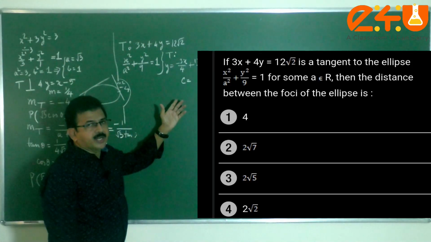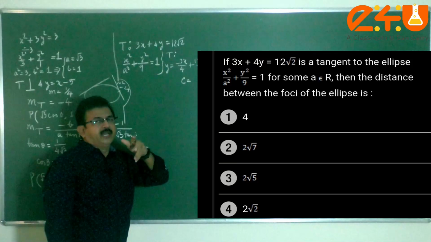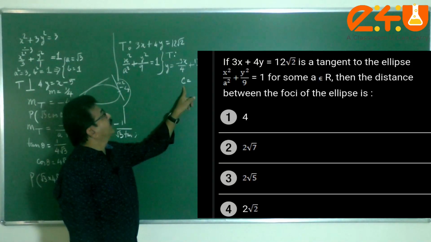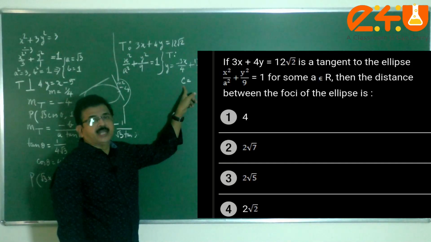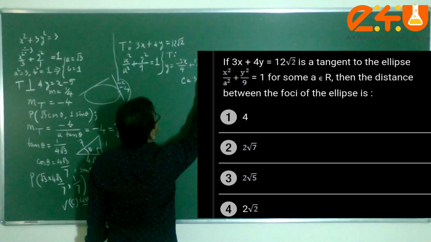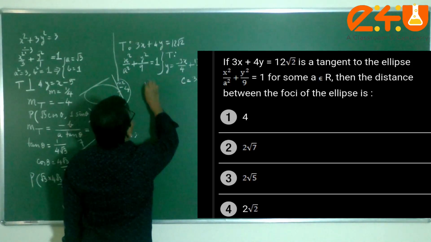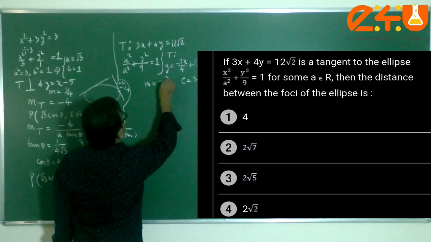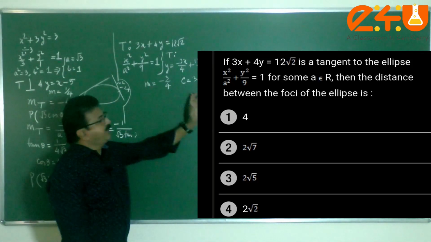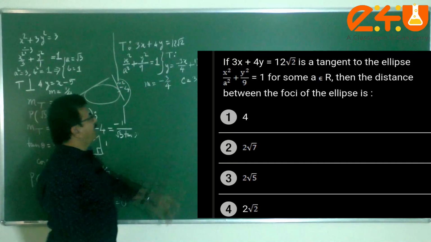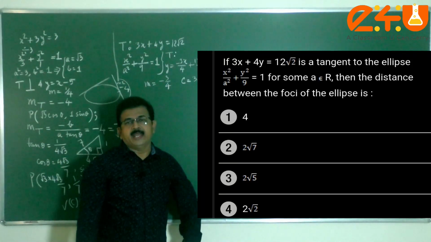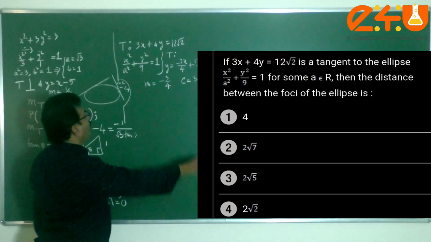I wish students are not getting confused. The c I am referring to here is the y intercept obtained from the straight line equation, that is the tangent equation, which is 3 root 2 in this case, and slope m is negative 3 by 4. So once we get the values of m and c, it is very easy to get the value of a square. How are we going to do it?